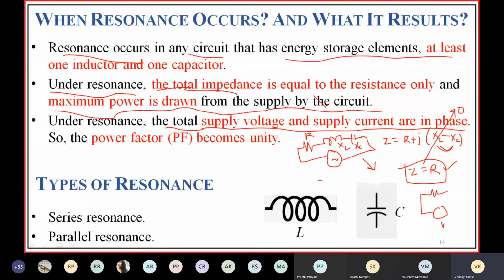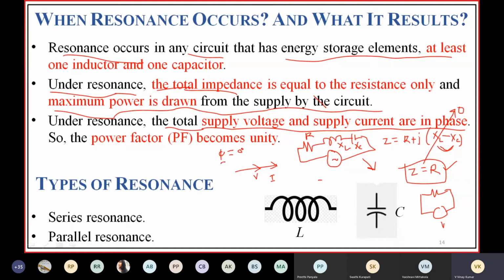If V is the voltage applied across this resistor, in a resistive circuit, you take current as the reference vector, then voltage will be in phase with current. In an AC circuit containing only resistance, voltage is in phase with current. Means supply voltage and supply current are both in phase. When both are in phase, the phase angle is equal to 0 degrees.